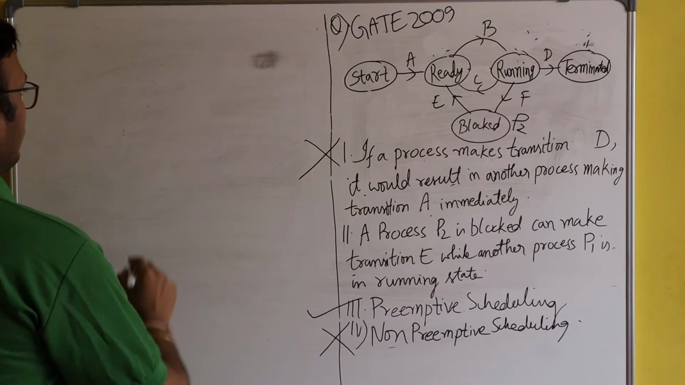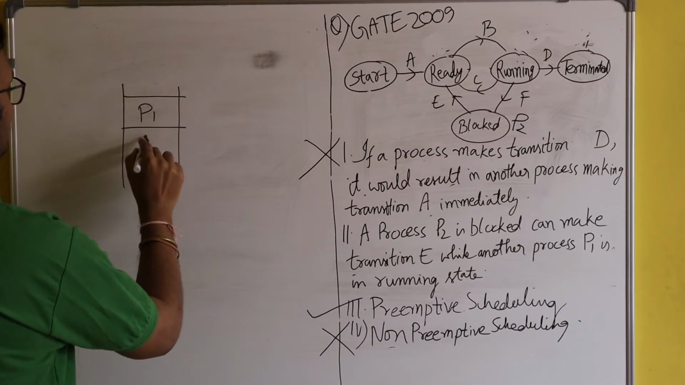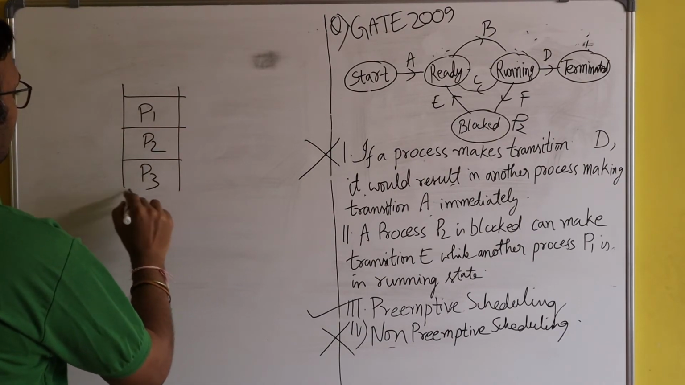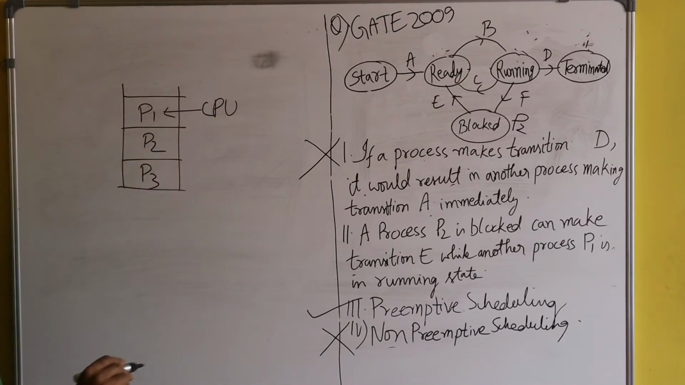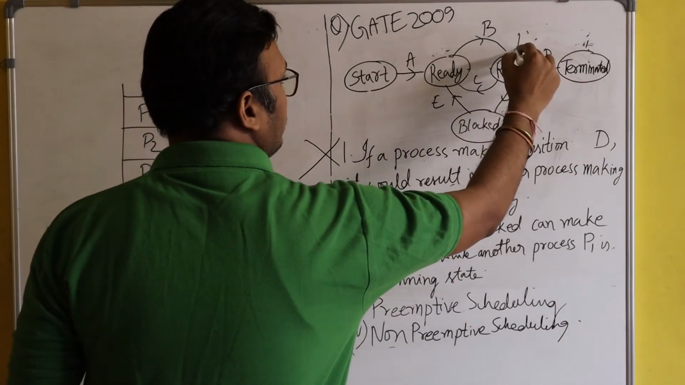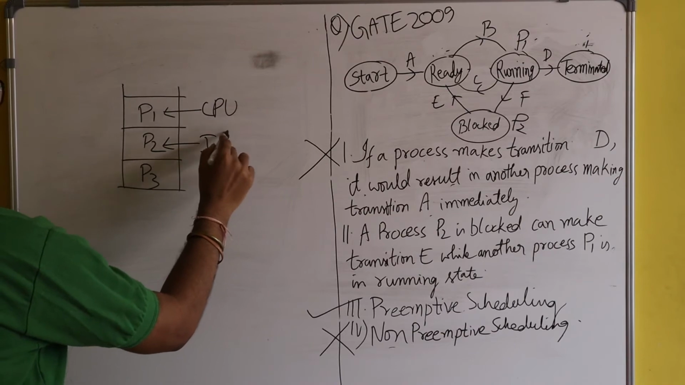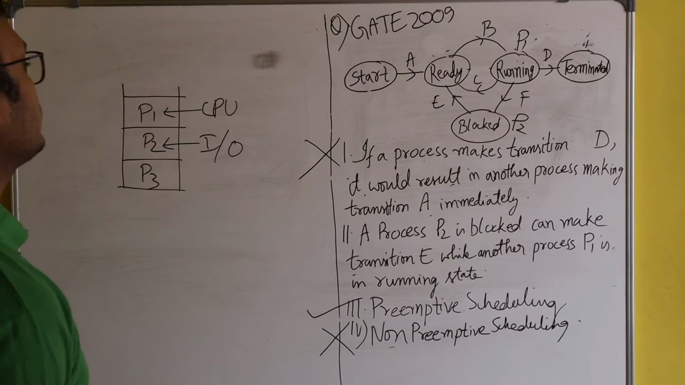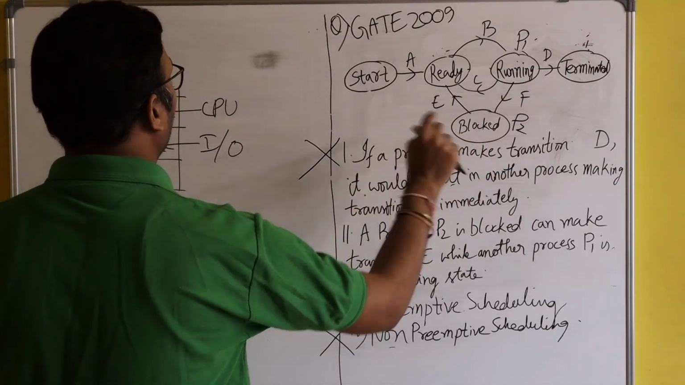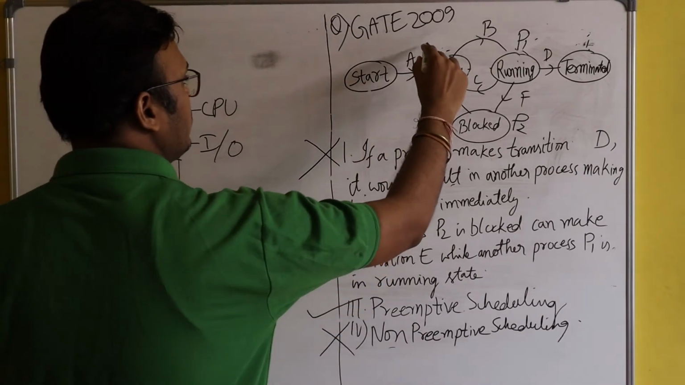So let's analyze this one. Here you see it's a RAM. There are 3 processes: process P1, process P2, process P3. P1 is in running state, the CPU is with P1, so here I will write P1. Process P2 is blocked with IO, so process P2 is in blocked state. And process P3 is doing nothing, it's simply in the ready state.